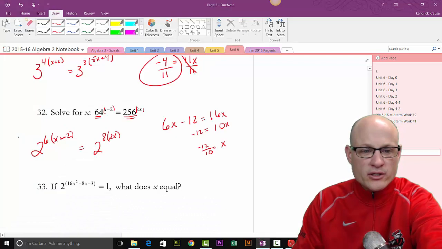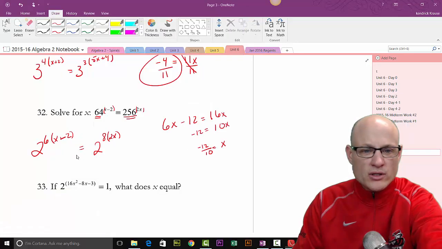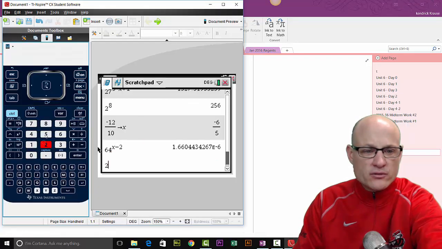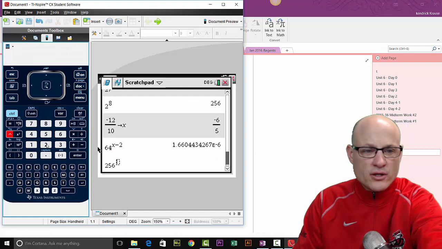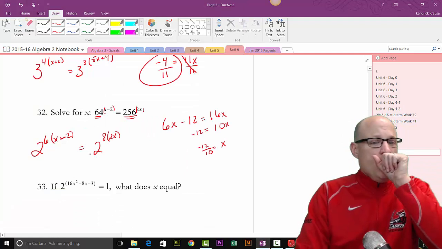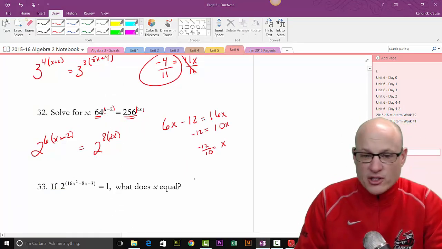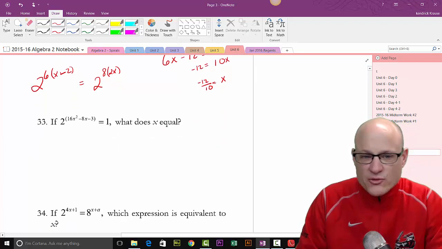64 raised to the x minus 2. Enter. Weird answer. 256 raised to the 2x. Same weird answer. All right, so this one's a little tricky. Sort of.